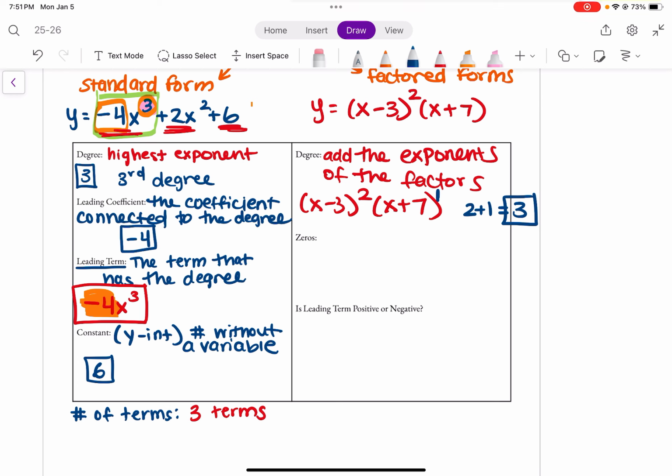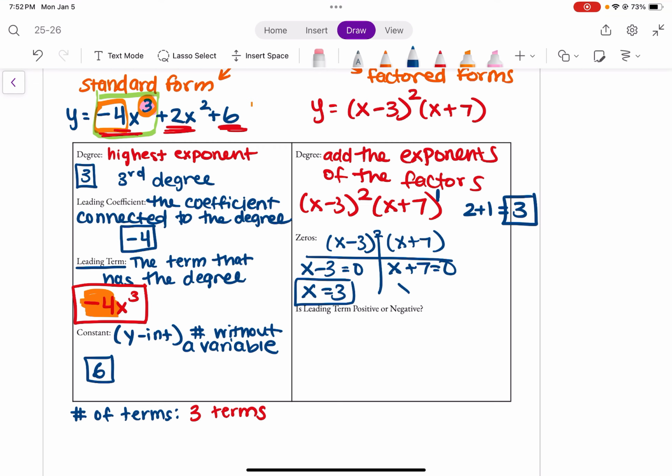We also know how to find the zeros, right? We've talked about this many times at this point. The zeros, also known as the x-intercepts, are found when we set each factor, or each parentheses, equal to 0. And then you solve for x, right? A lot of us know that shortcut already, and that's okay.